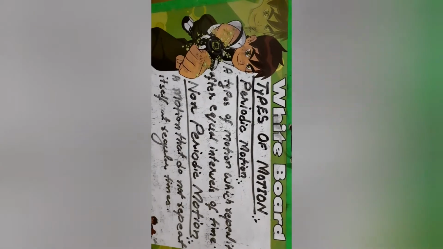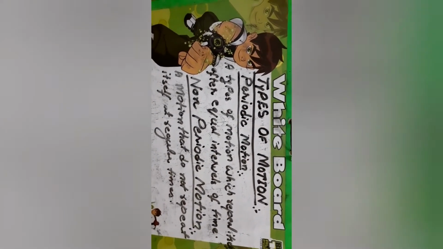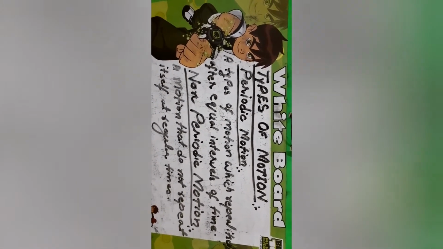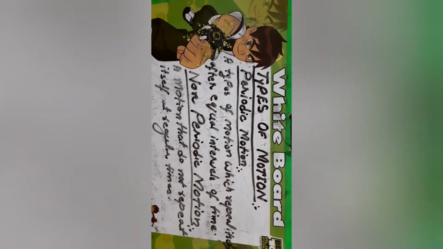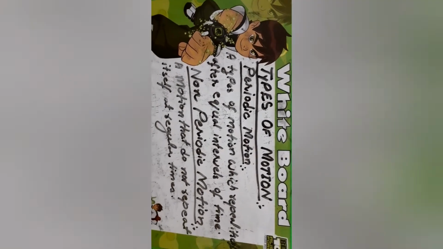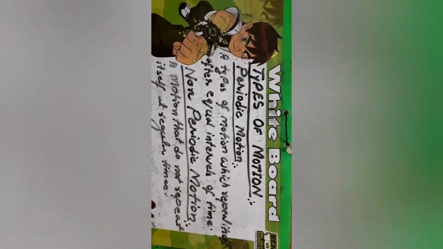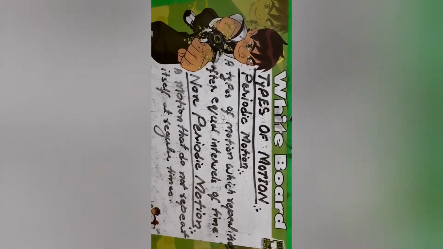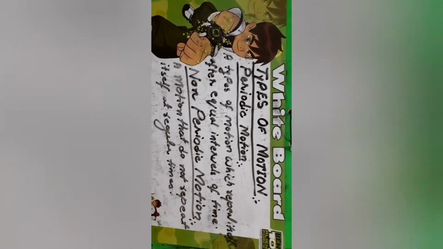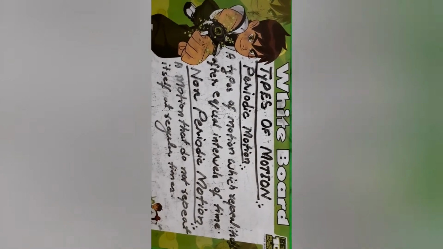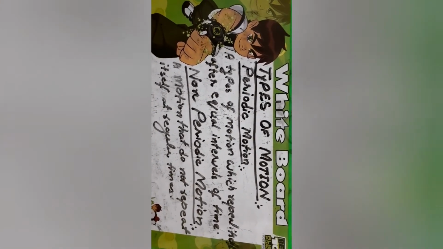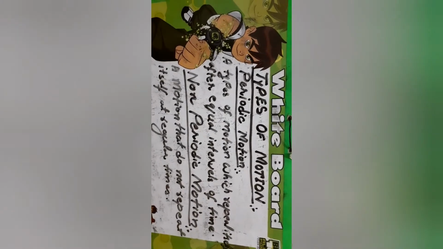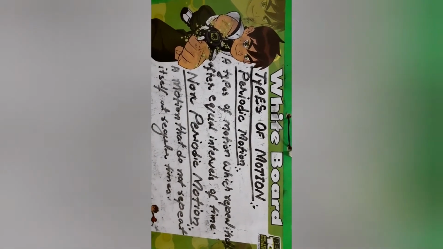And non-periodic motion is a type of motion which doesn't repeat itself, a motion that does not repeat itself after regular intervals of time. In daily life, we observe many types of non-periodic motions, like the movement of a vehicle along the road. It doesn't repeat itself after an equal interval of time. And like children playing and moving here and there, and the gliding of birds along the sky. So these are examples of non-periodic motion.